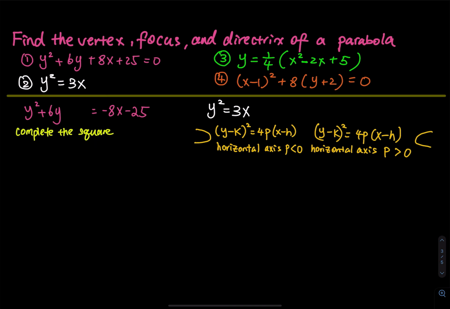You have to find the coefficient of y, which is b equals 6, and then you pick b divided by 2 squared, which is 6 divided by 2 squared, that is equal to 3 squared. Do not square out the 3. So you add this on the left side, and then you add the same thing on the right hand side, so that won't change the equation.